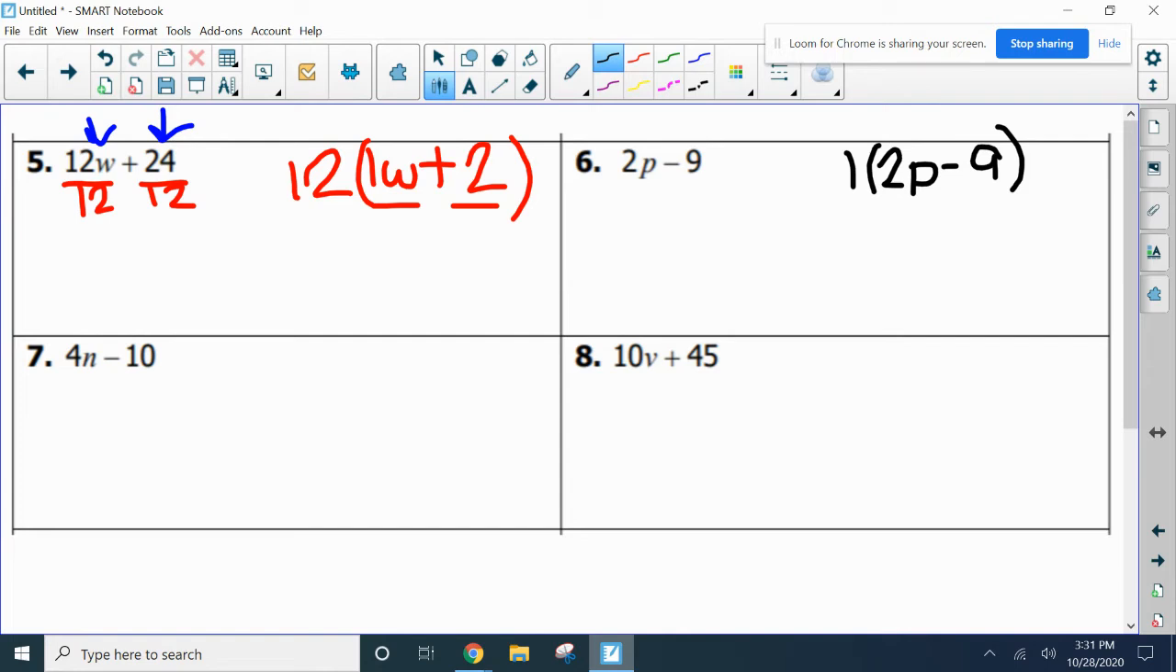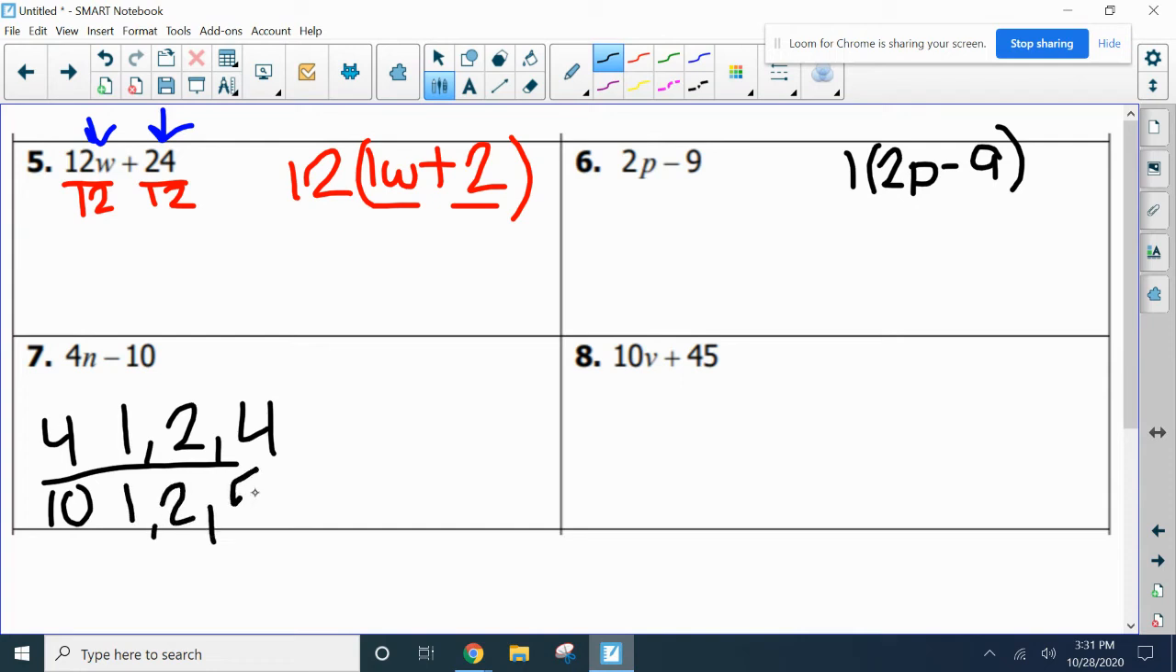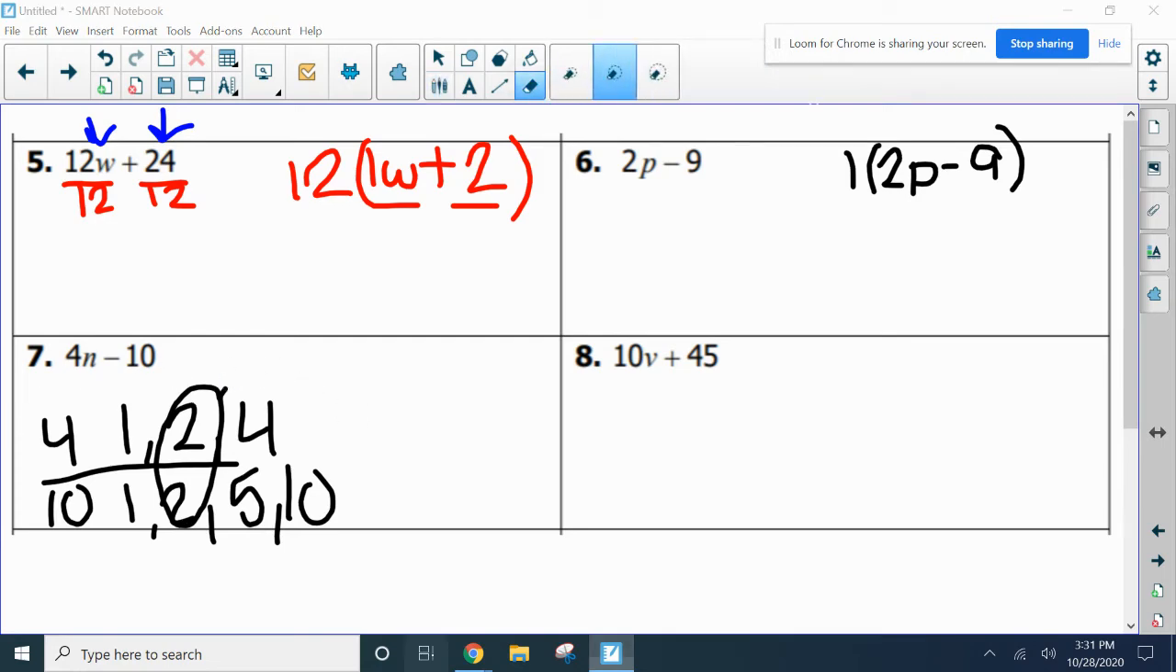Awesome. All right, what can I pull out of both 4 and 10? Well, if you made a factor table, you know 1, 2, and 4 multiply to give me 4. 1, 2, 5, and 10 multiply to give me 10. So 2 is going to be our greatest common factor. I'm going to erase this table, but we know that 2 is our greatest common factor.